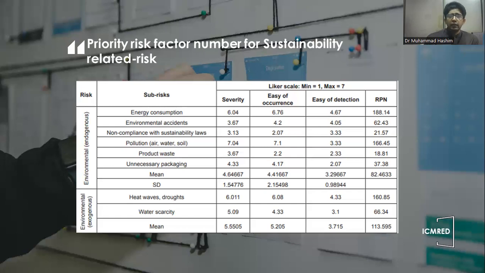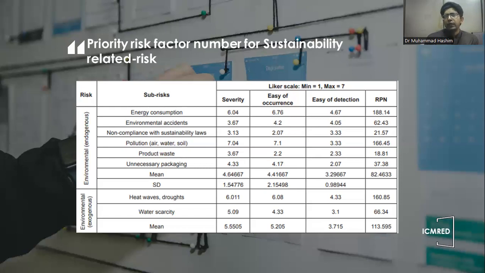Here we can see that the main criterion is environment, and further environment is categorized into sub-risks like energy consumption, environmental accidents, non-compliance with sustainability law. These are the sub-risks identified with the help of existing literature and with the help of industrial experts. So this is the first main domain of sustainability, the environmental domain.